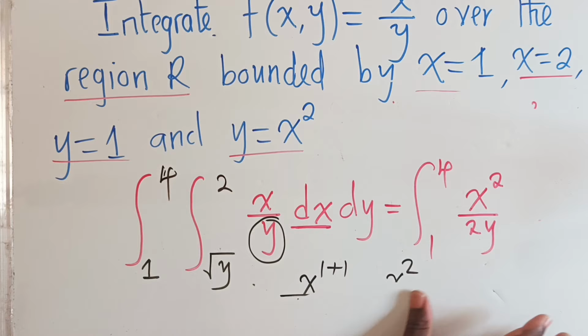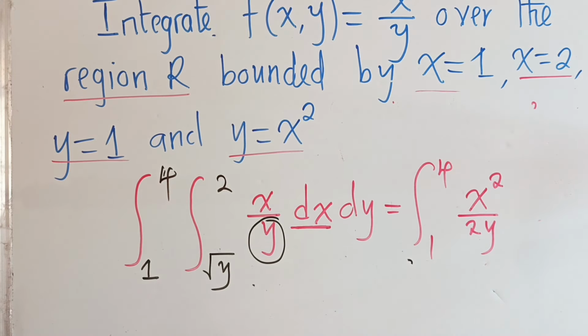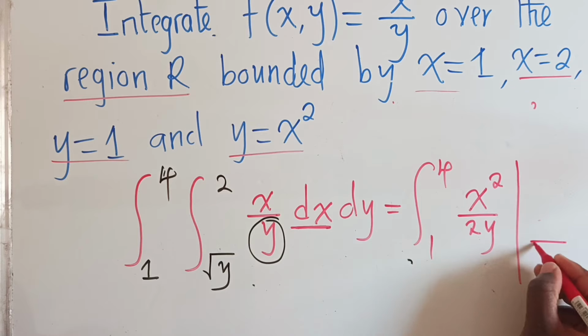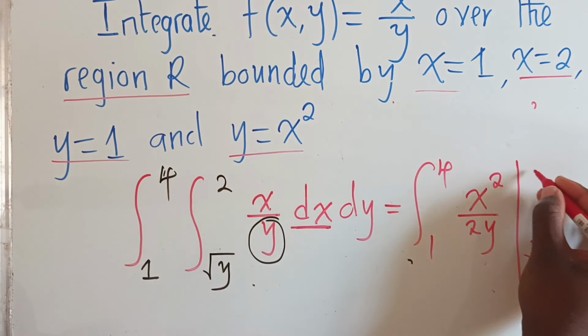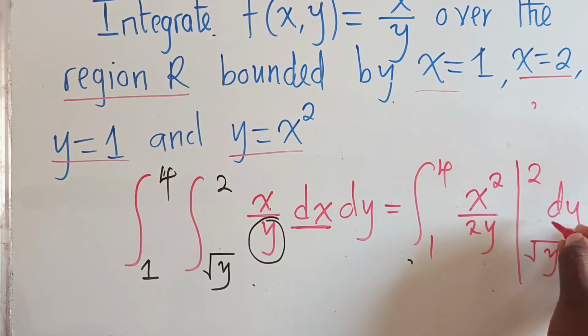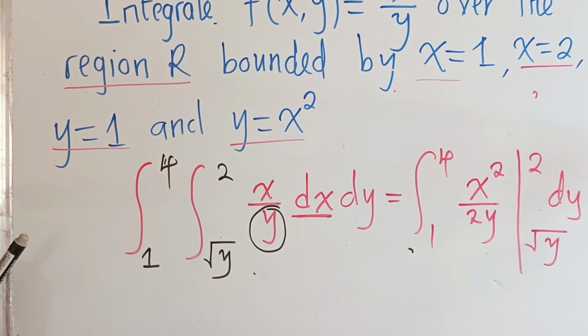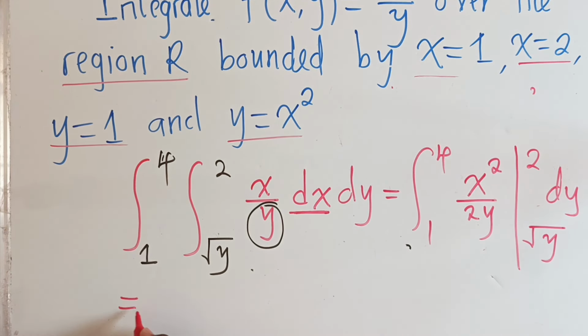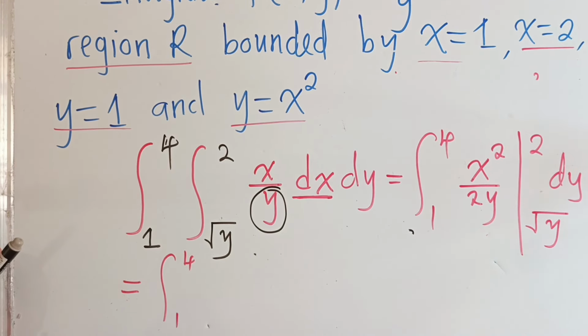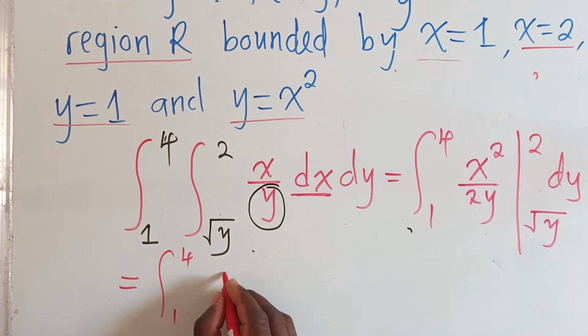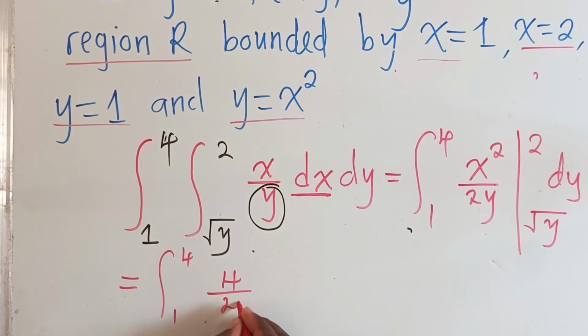And after we've done this, we can now write the limits right over here. The lower limit is the square root of y. The upper limit is 2. We've remained with a dy, okay? So now from here we can plug in the limits. So when we write the limits, the upper limit is 2, so it will be 4 over 2y.